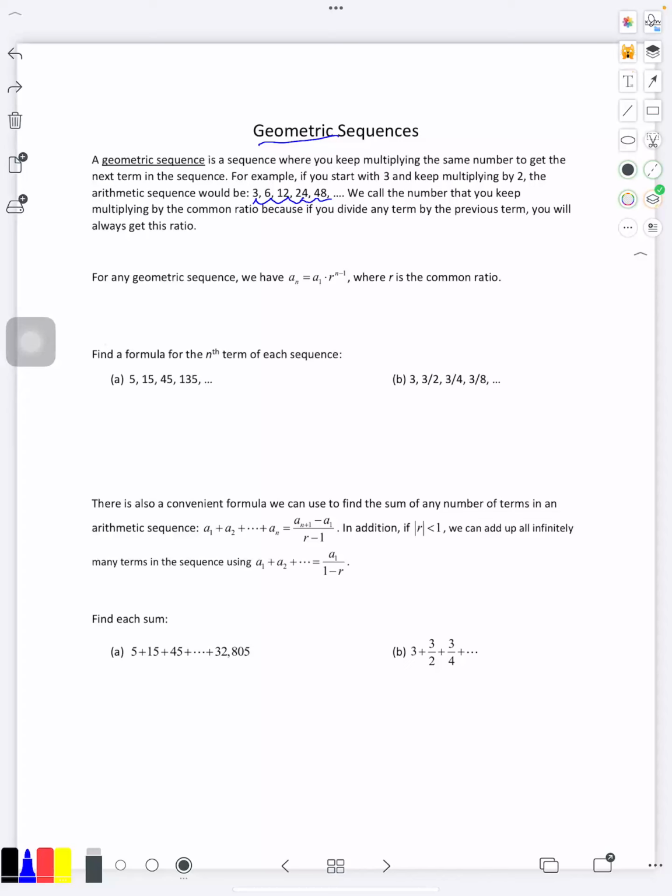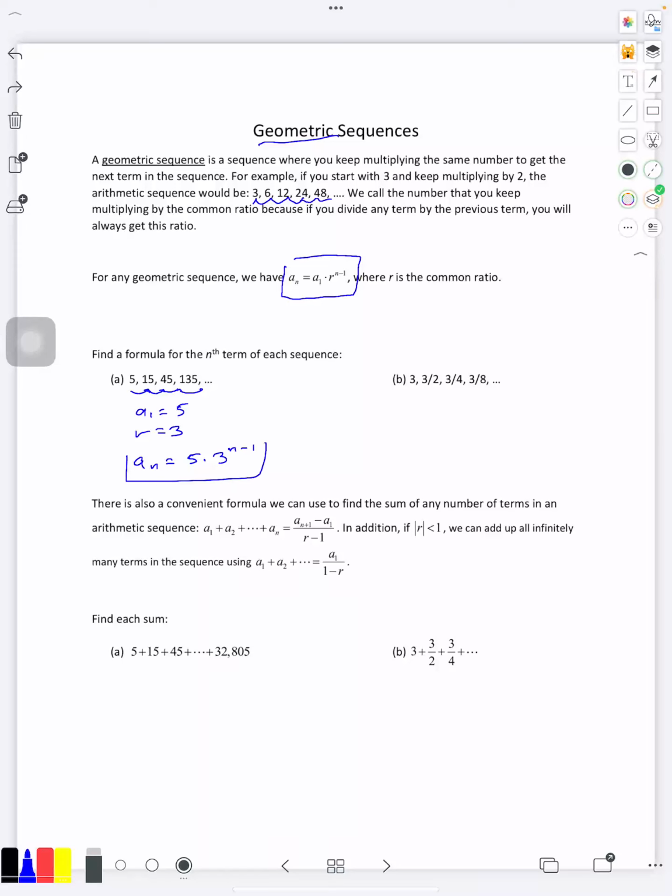series. So for a geometric sequence, you always have a_n is equal to a_1 times r raised to the power n minus 1. So if I wanted to find the nth term formula for this sequence, I'm starting with 5. Each time I multiply by 3. So I would have a_n is 5 times 3 to the n minus 1.